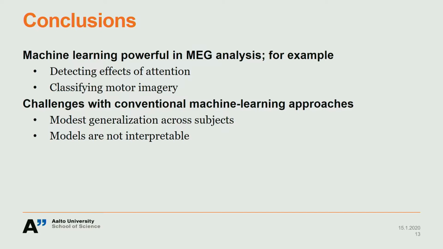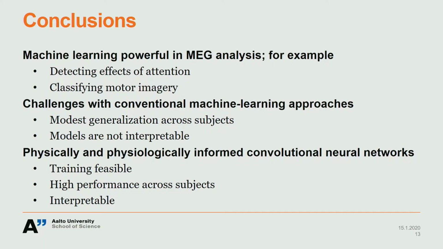But with conventional approaches, we have these challenges. There is no good generalization, and it's difficult to interpret the models. CNN type of approaches answer these questions at least partially by doing this informed structuring of the network. We can do training with a tractable number of samples. We have a fairly high generalization from one subject to the next. And what is important is that the models are interpretable.